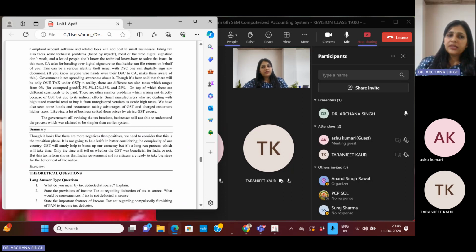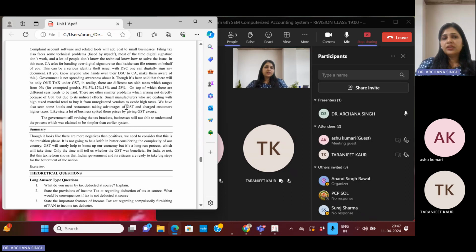Though it has been said that there will be only one tax, under GST in reality there are different tax slabs, which range from 0% to 3, 5, 12, 18, and 28%. On top of which there are differences that need to be paid, and there are other smaller problems arising not directly because of GST, but due to indirect effects. So in reality, if I say this is one tax or one nation one tax, जो इसका theme है, tagline है, but in reality it is not. आपको और भी जो है taxes in reality, if you saw, there are some other slab rates also, 3%, 5%, 12, 18, and 28% that you had to pay.